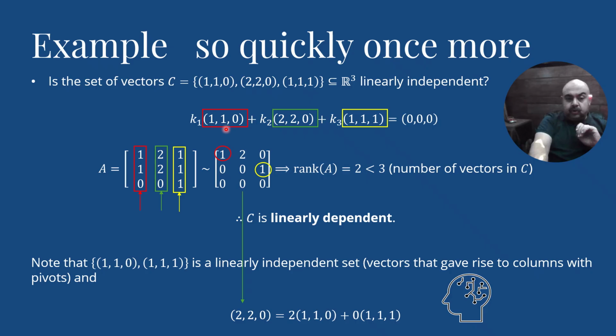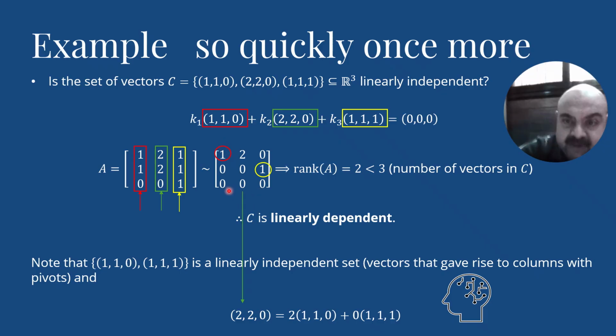I will look at the existence of the pivot of the first column, second column, third column. I've discovered that I have two of those columns already, their pivots already exist. The pivot of the first vector is already here, and the pivot of the last vector is already here. So those are the linearly independent vectors, and the second vector is a linear combination of these two.